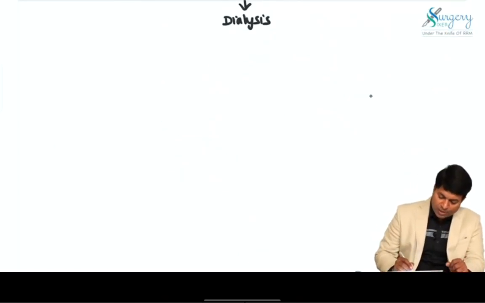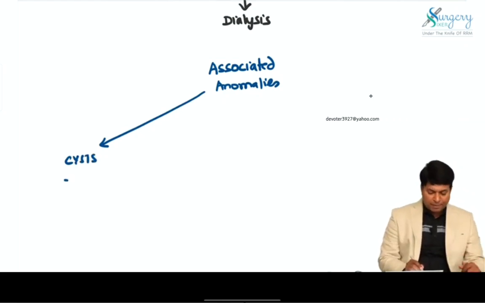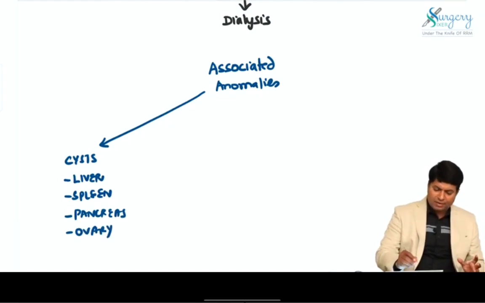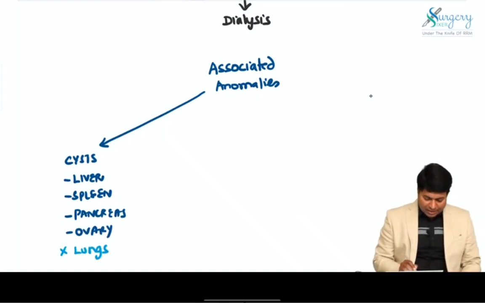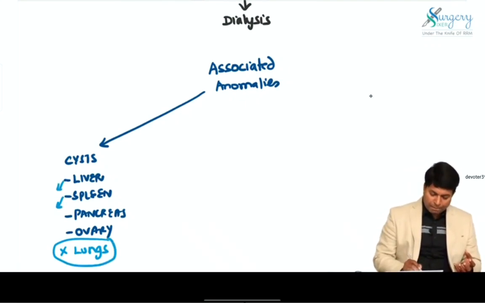An interesting question they ask is, in polycystic kidney disease, what are the associated anomalies? Associated anomalies is a repeat question. You can also develop cyst in which places? You can develop cyst in liver, spleen, pancreas, ovary. Cyst is not seen in lungs according to the old MCQ, so just for MCQ remember that, but nowadays they have also found it in lungs. So cyst is found in liver, spleen, pancreas, ovary.